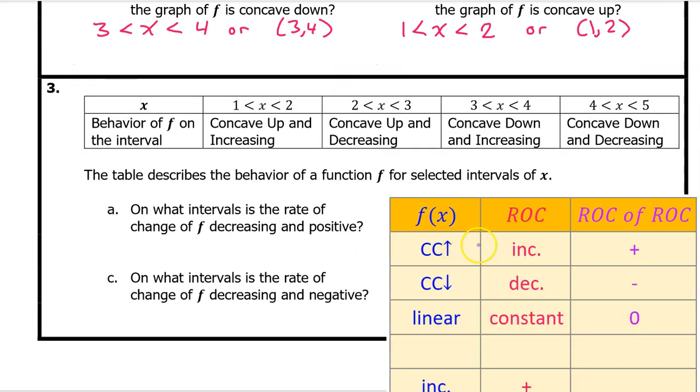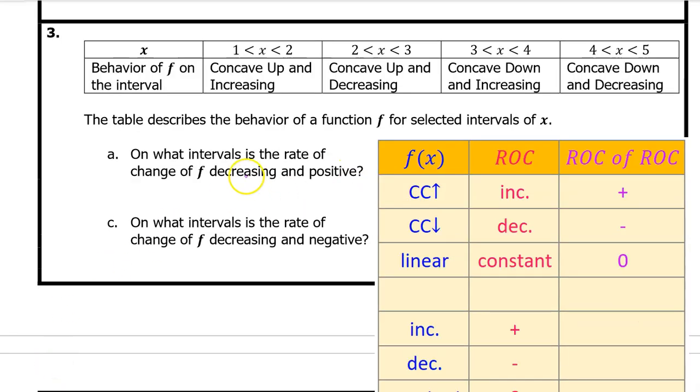One day you will have this chart memorized so thoroughly that you won't even need to write it down. But for now, I want you to write this from memory on a piece of scratch paper to use it on problems like this. We want the rate of change of f to be decreasing. If the rate of change is decreasing, then f itself must be concave down. So f is concave down.